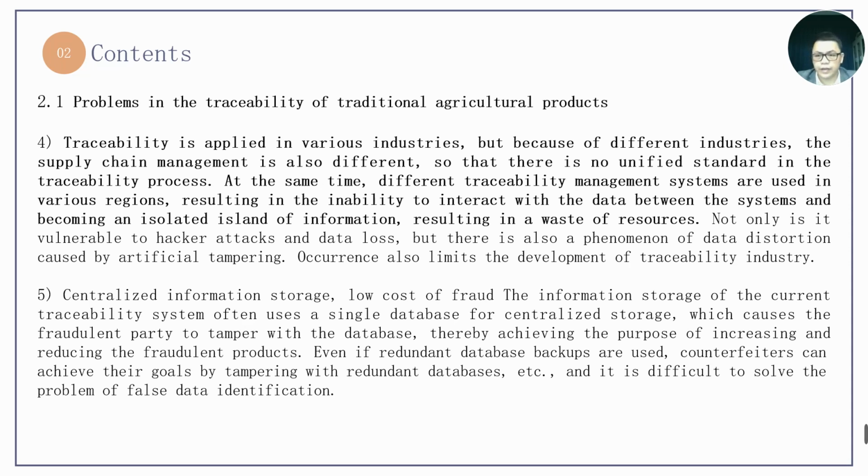Problem 5. Centralized information storage. Low cost of fraud. The information storage of the current traceability system often uses a single database for centralized storage, which causes the fraudulent party to tamper with the database, thereby achieving the purpose of increasing and reducing the fraudulent products.